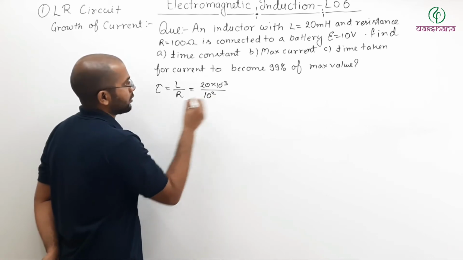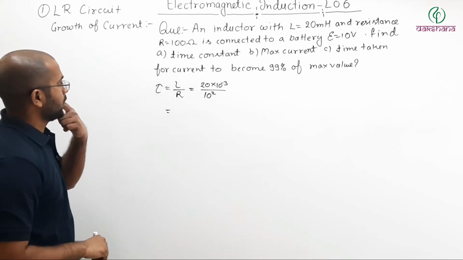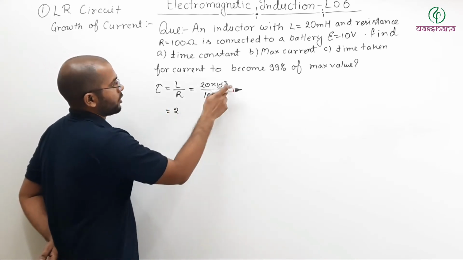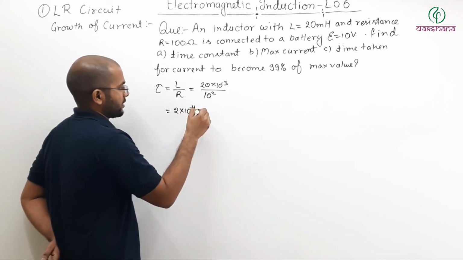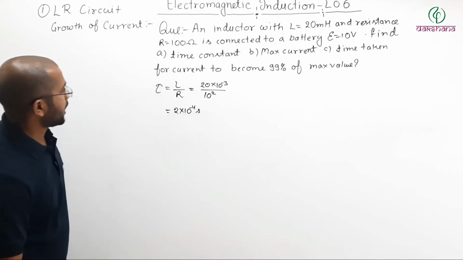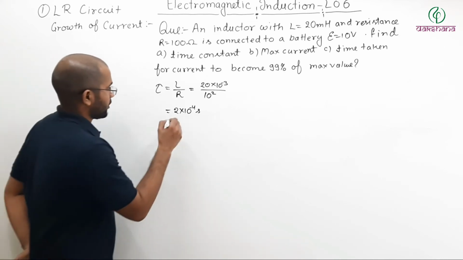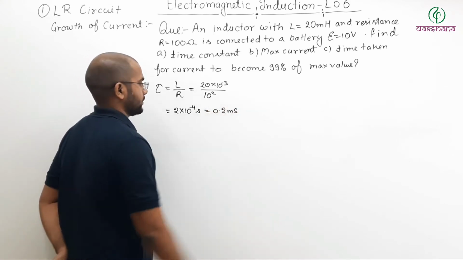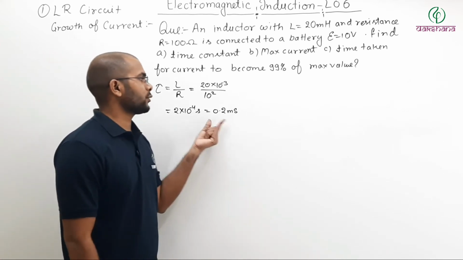So that would be equal to how much? That would be equal to 2 into 10 to the power minus 4. 10 to the power minus 5, yes. 2 into 10 to the power minus 4 seconds. Or you can also write that as in millisecond. You can write that as 0.2 millisecond. So time period of that LR circuit would be 0.2 millisecond.